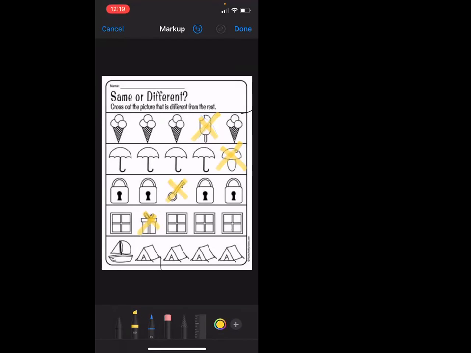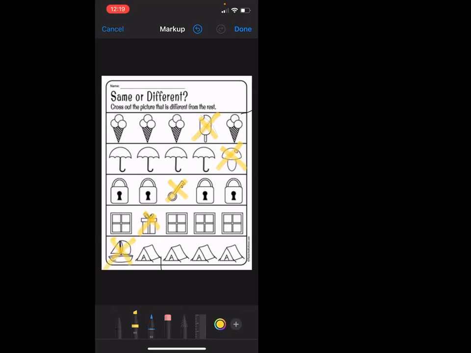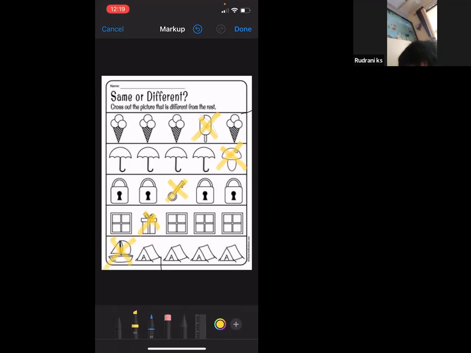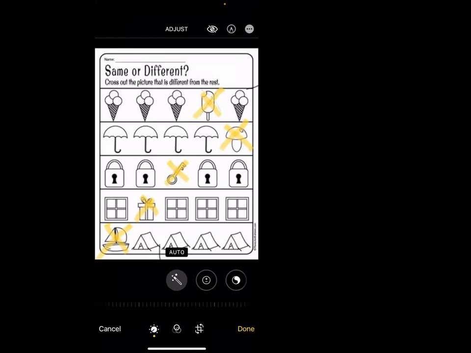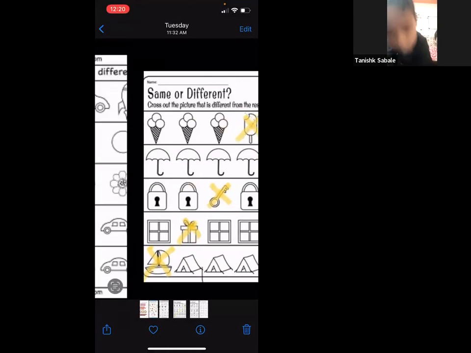Children. Board. And in the last one, boat and the tail. So what is different? Boat is different. Yes. Have you understood? Yes, yes. Good, good, good.